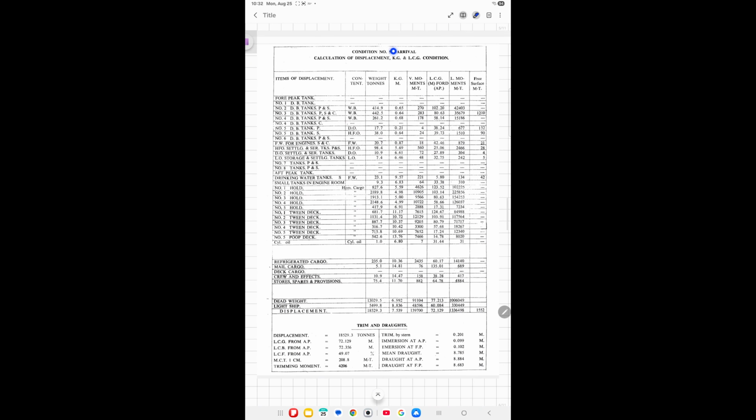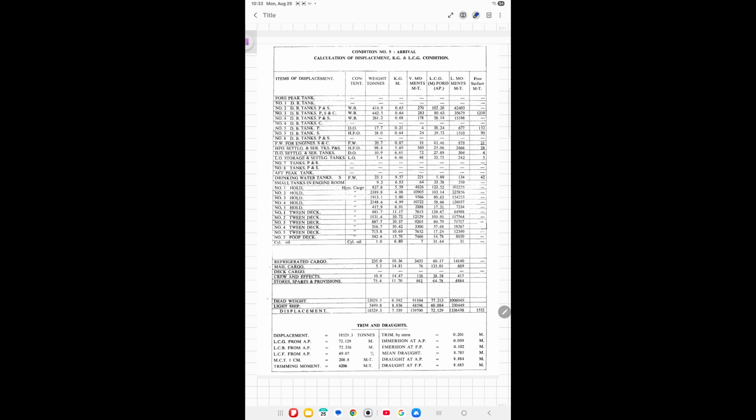This is condition number 5, arrival condition. So initial displacement is given here, 18529.3. Initial KG is 7.539, and also vertical moment has been calculated here, 139700, and initial FSM is 1552. Because there are no changes in the liquids, only cargo has been discharged, FSM will remain the same, which is here 1552.